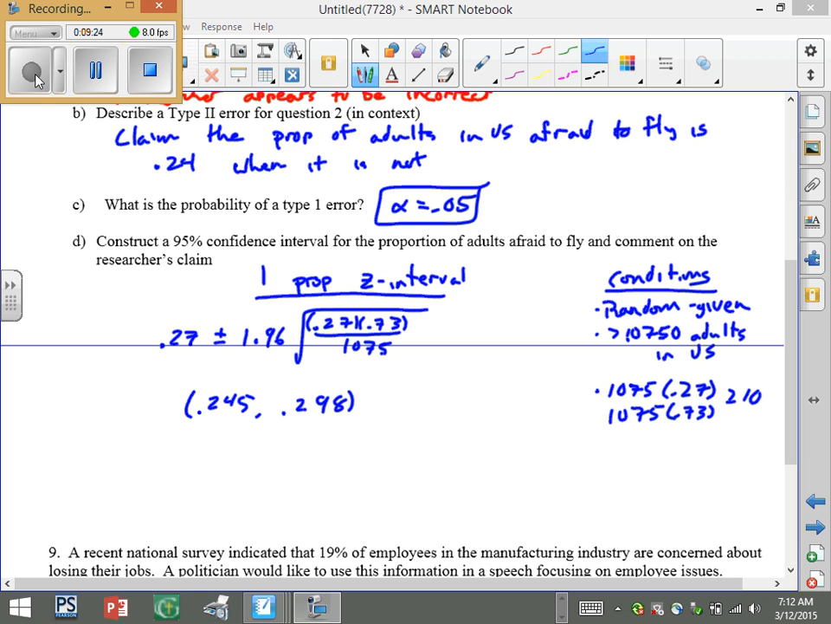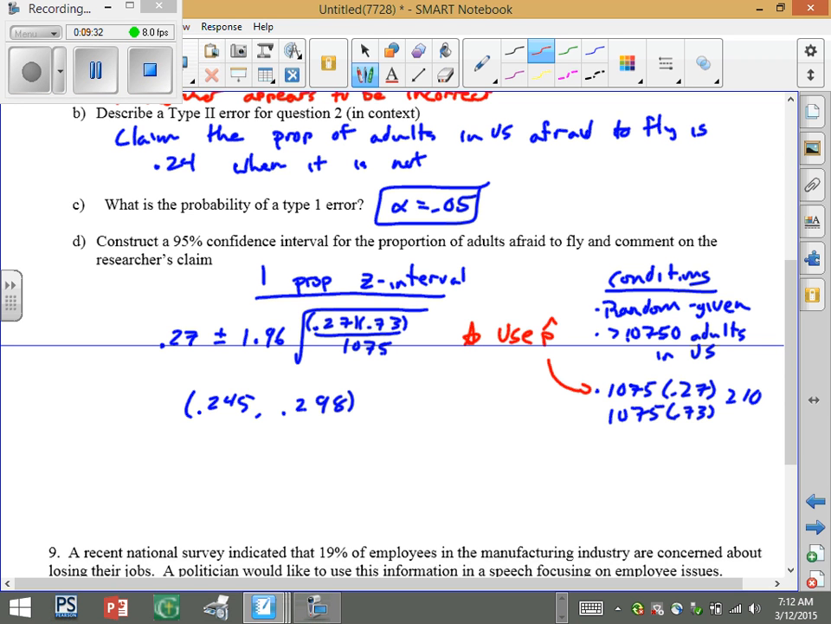So here's where we are. The one prop z interval. I will point this out before I go to my conclusion. Remember, you're going to use p hat both here and in your standard deviation because this is an interval. All right, so we use p for the test, p hat for the interval.